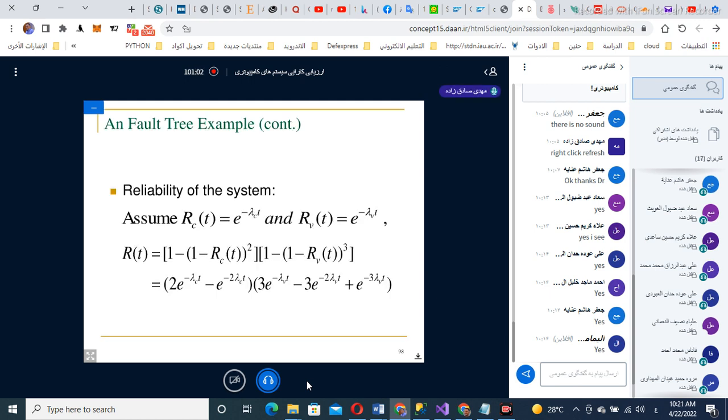Reliability of the system: assume R_C(t) equals e to the minus lambda_C t and R_V(t) equals e to the minus lambda_V t. So R(t) equals (1 minus R_C(t)^2) multiplied by (1 minus R_V(t)^3), which equals e^(-lambda_C t) minus e^(-2 lambda_C t) multiplied by 3e^(-lambda_V t) minus 3e^(-2 lambda_V t) plus e^(-3 lambda_V t). You can see here.